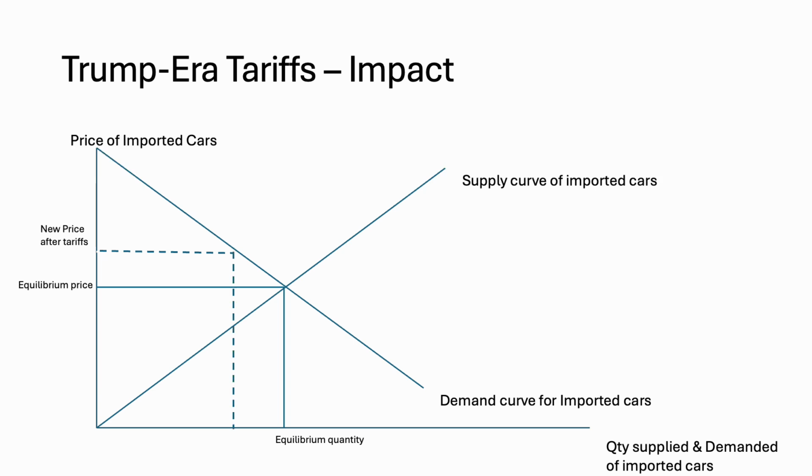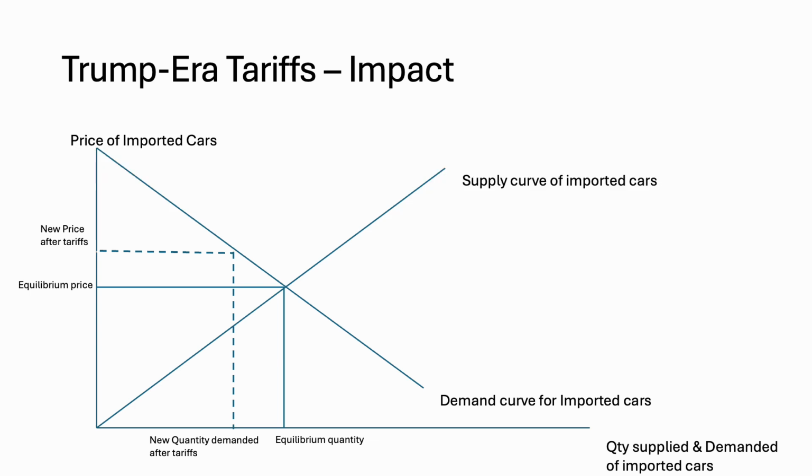Obviously, this dotted line touches the demand curve at a higher point than the previous equilibrium point. At this point, the quantity demanded is less than the previous equilibrium quantity, as represented by the dotted line from the new higher price point in the demand curve to the x-axis. That is where it is. Now you can see that the new quantity demanded after introduction of tariffs is less than the earlier equilibrium quantity.